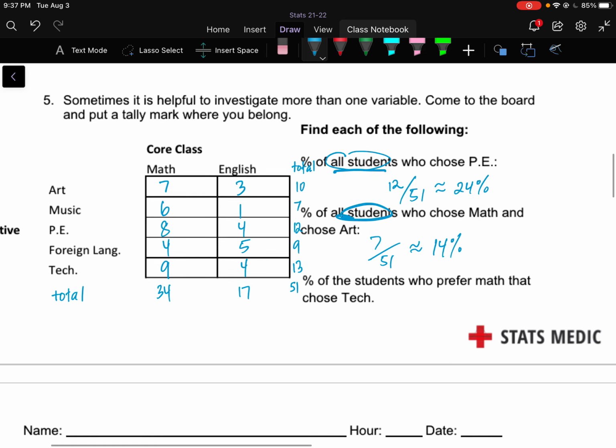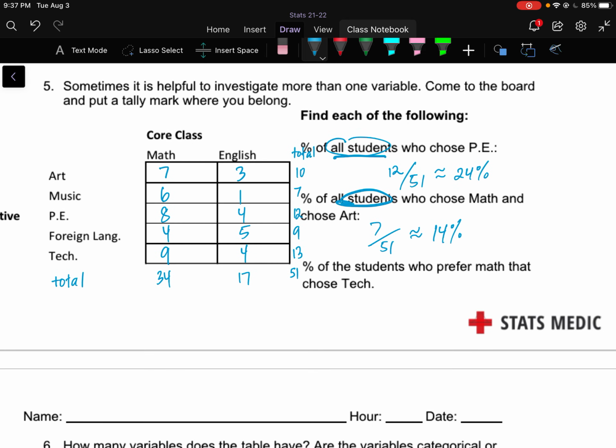All right, and then now for the last one, which is a little bit different, because notice it doesn't say percent of all students. It says percent of students who prefer math. Okay, so how many students did we have that preferred math? That was 34. Okay, so that's going to be our denominator. We're no longer looking at the entire group of all students, just that subgroup that prefer math. Okay, and so out of that subgroup of 34 students, we'd like to know the percent that chose technology for their elective, and that would be 9 of them. So 9 out of 34 is about 26%.